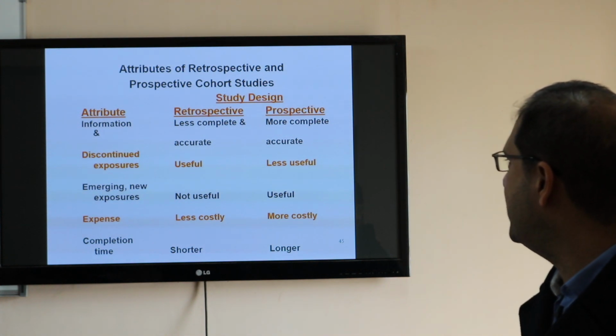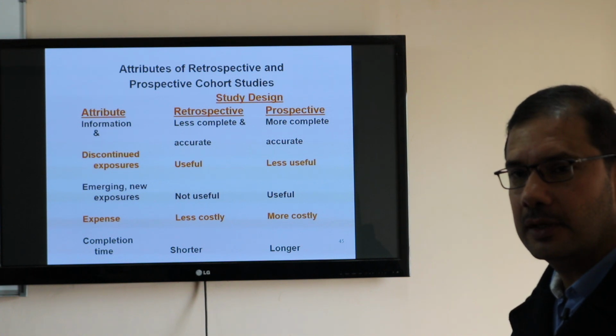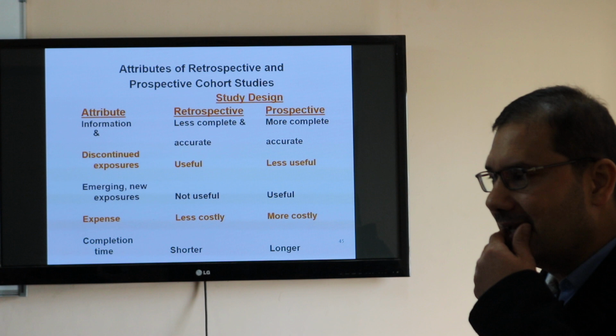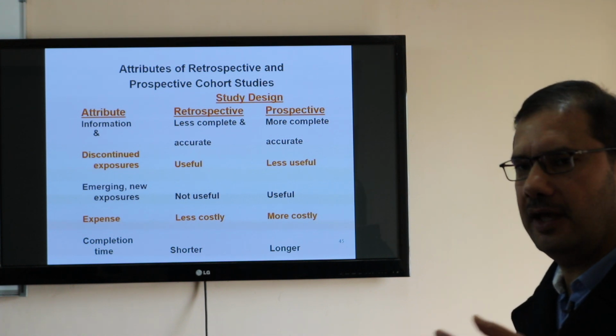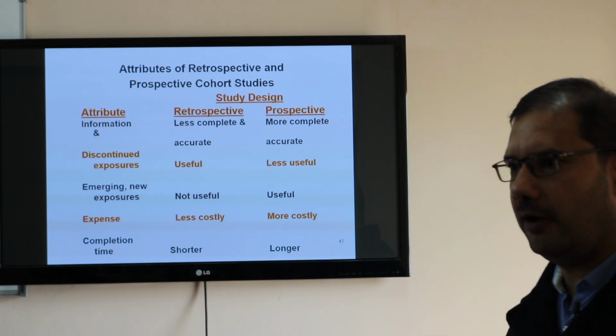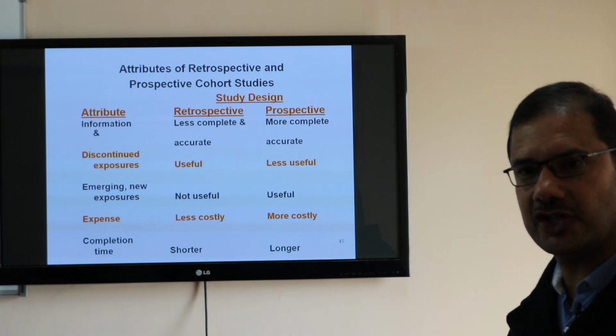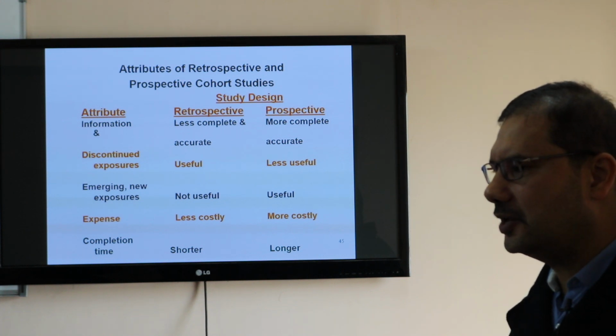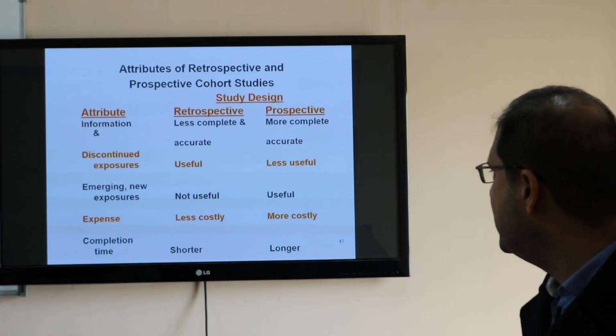Emerging new exposure: which one is more useful? Prospective. Why? Because in the future, you can measure the effect of a new policy, the effect of changes in governmental regulations. While in the past, you are dealing with fixed data.